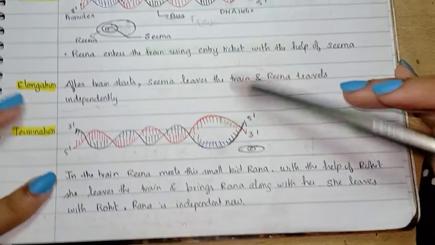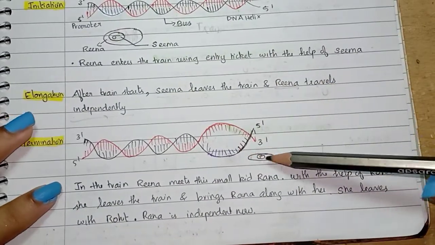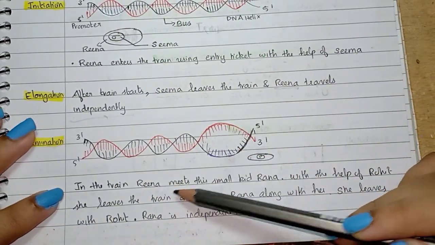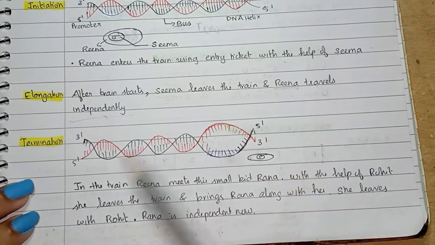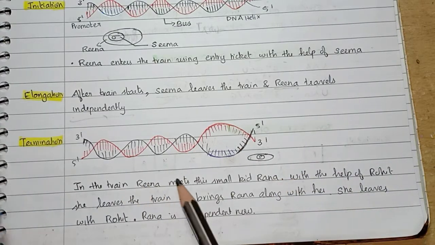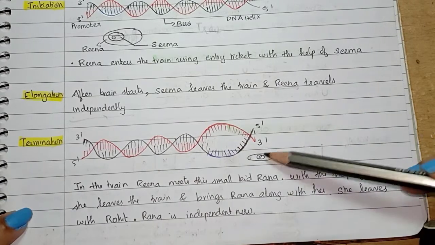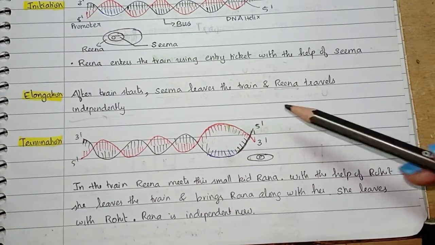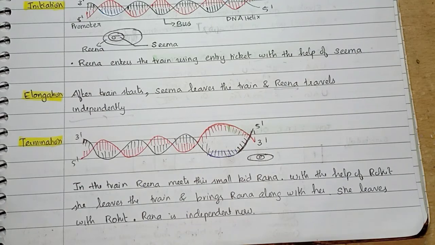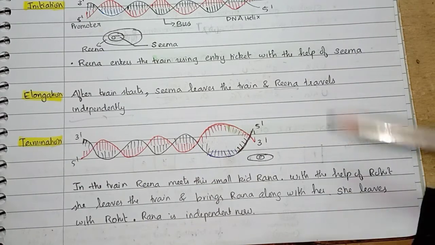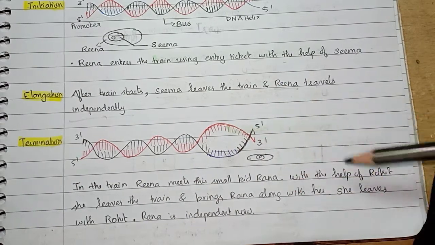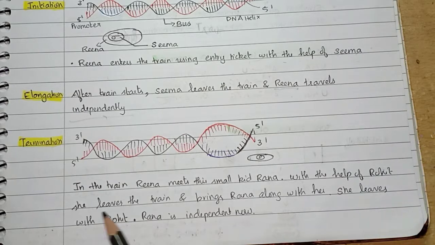Next is termination. In this step, Rena meets the small kid Rana, the RNA, with the help of Rohit. Rohit is waiting for her at the railway station to pick up Rena from the train. With the help of Rohit, she leaves the train and brings Rana along with her. Rana is independent now.